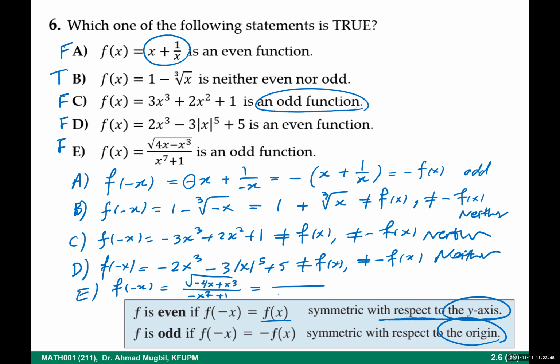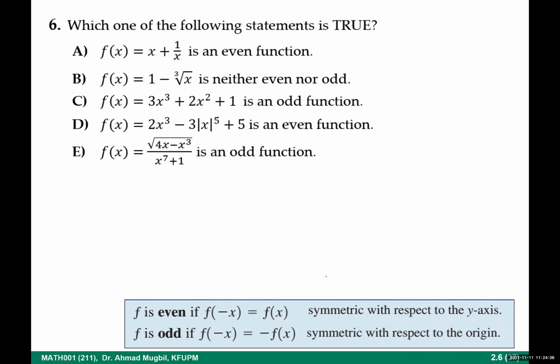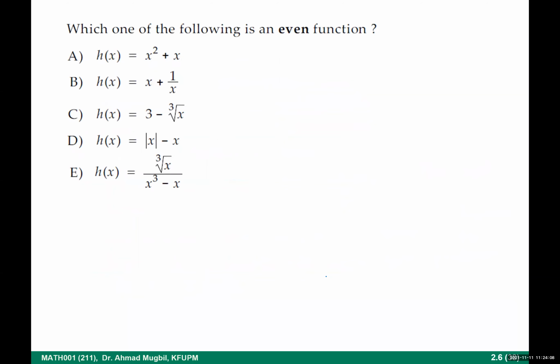What about if we take negative in the denominator? We will have x to the power 7 minus 1. This will stay as it is. So it is also neither. It is not the function, not the negative of the function. Excellent. So the answer is B. Please, ya shabab, solve this one. Which one of the following is an even? Which one is even?